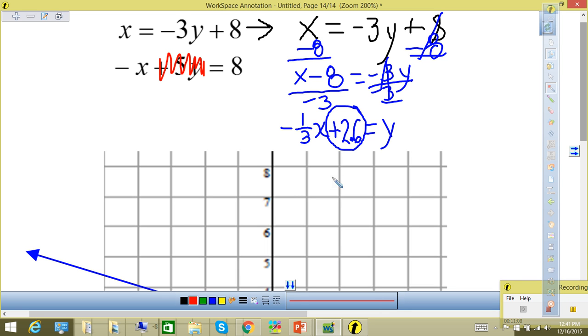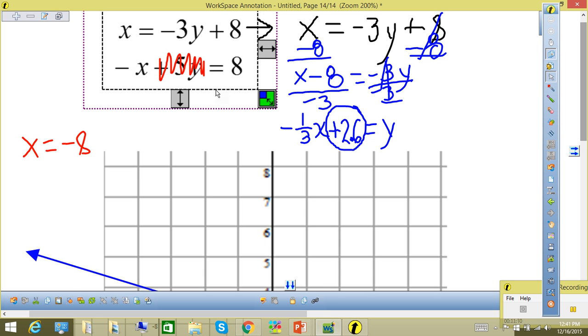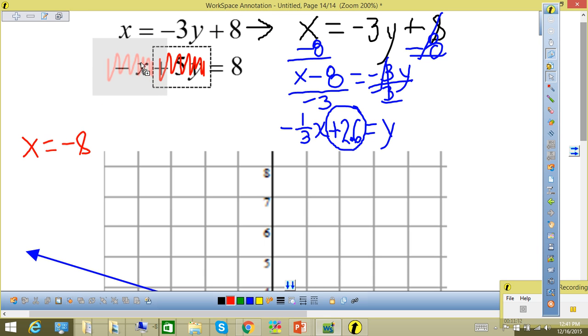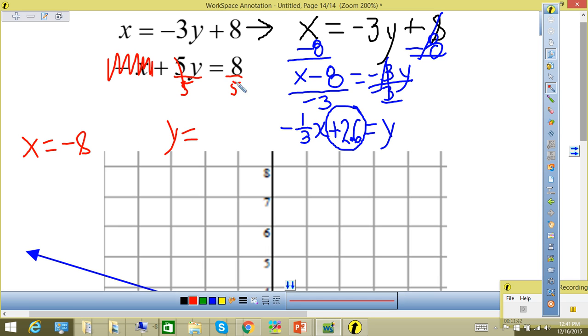Didn't we just cover the three ways right now at the warm-up? Cover-up method. So what do we have left? Negative x equals 8. Therefore, x equals what? Negative 8. So if I cover up the other variable, what do I have left? 5y equals 8, which means I need to divide by 5 both sides. Therefore, y equals to what? 1.6.